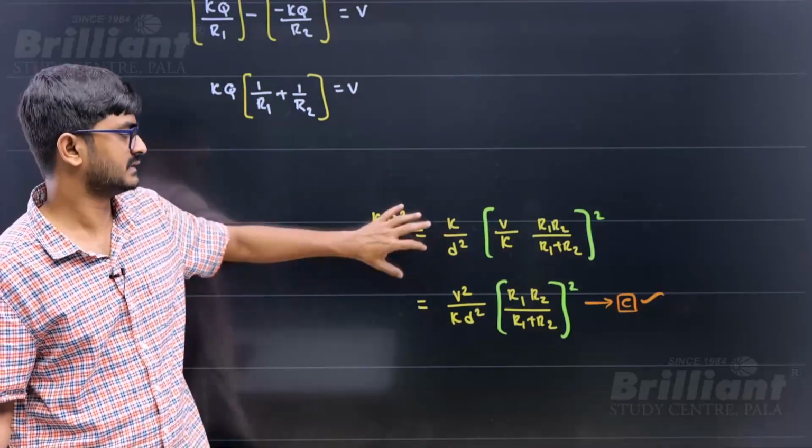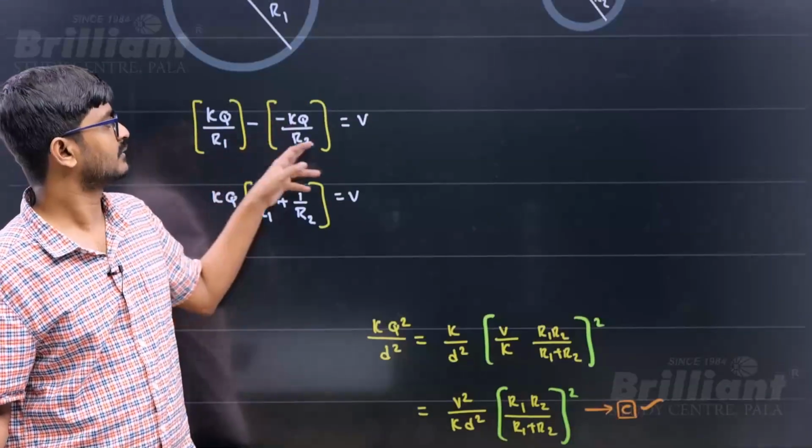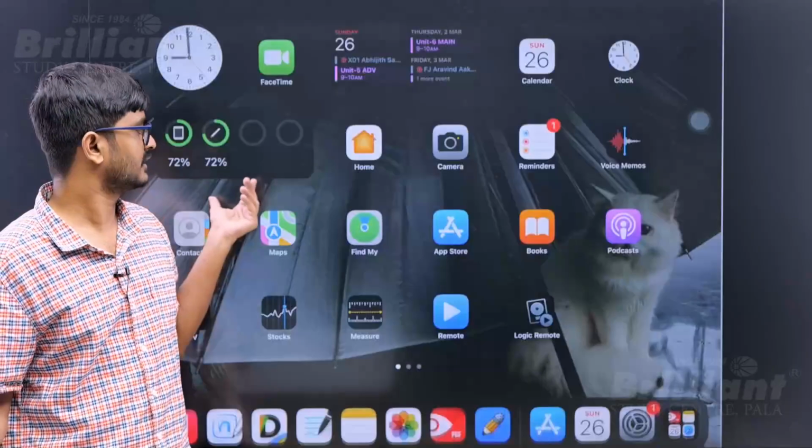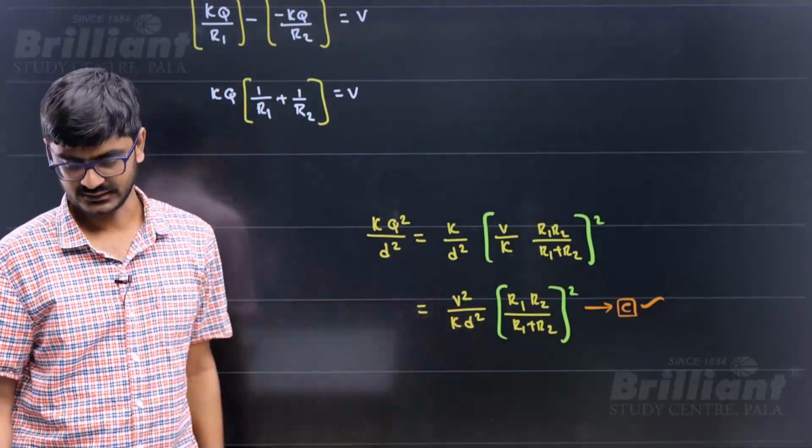This is the main question, but I don't know the Q value. In order to find the Q value, I said the potential difference will be V. So from here I will find the Q value, substitute it, and I will get the required answer.